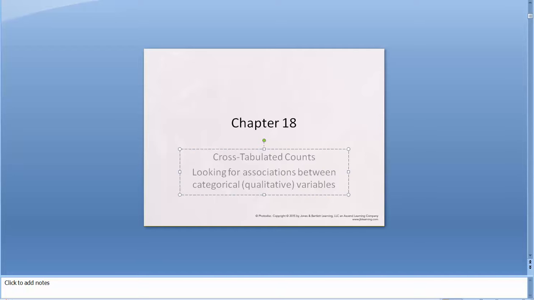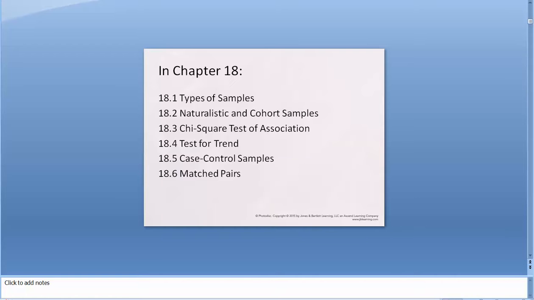Okay, so let's go to the outline for the chapter. So we are going to talk a little bit about types of samples, and then chi-square test of association. Now, test for trend, like actually I should write in here 18.4 to 18.6, not covered, not included in test. I'll just put like that.